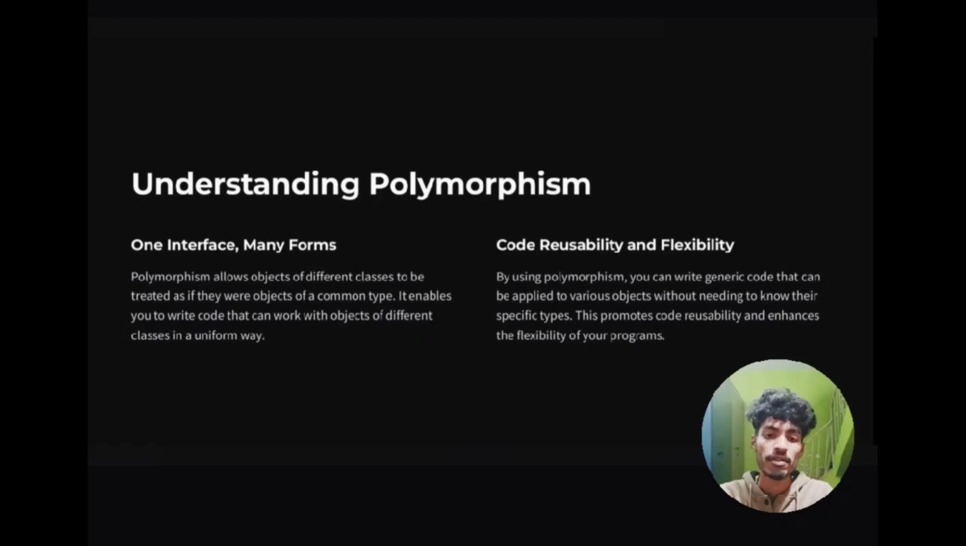Code reusability and flexibility. By polymorphism, you can write generic code that can be applied to various objects without needing to know their specific types. This promotes code reusability and enhances the flexibility of your programs.